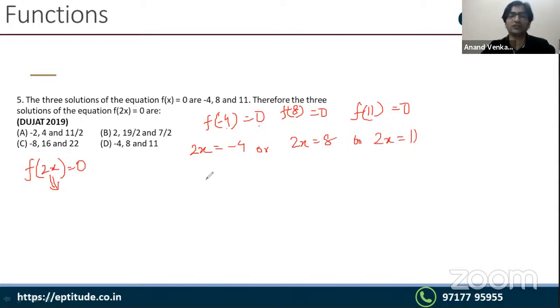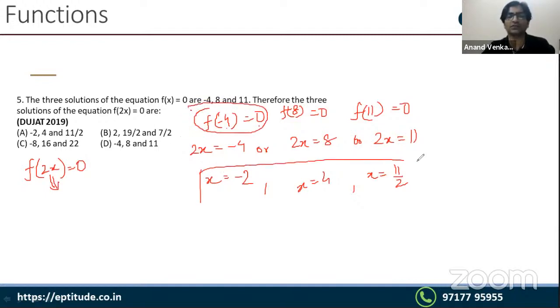तो अगर 2x minus 4 होगा तो x क्या आएगा? minus 2 आ जाएगा. यहाँ आएगा x equal to 4, यहाँ आएगा x equal to 11 by 2. मतलब अगर आप 11 by 2 डालोगे तो 2 into 11 by 2 will become f of 11, which I know is 0. Similarly, अगर आप minus 2 डालोगे तो 2 into minus 2 will become minus 4, which I know is equal to 0. So the new solutions for f of 2x equal to 0 will be minus 2, 4 and 11 by 2, hence option A. Very simple question.